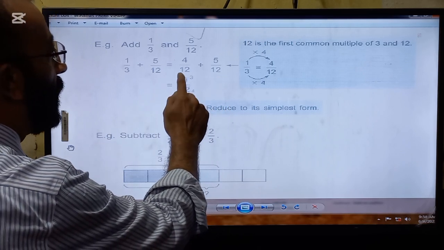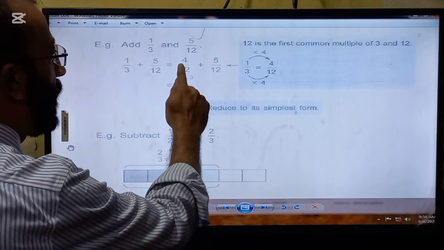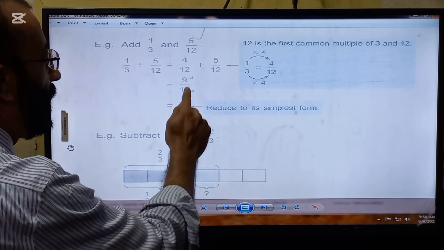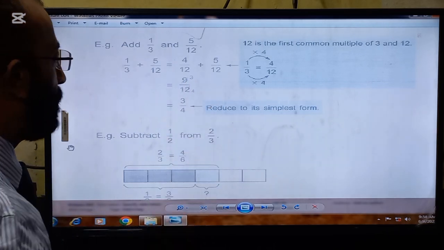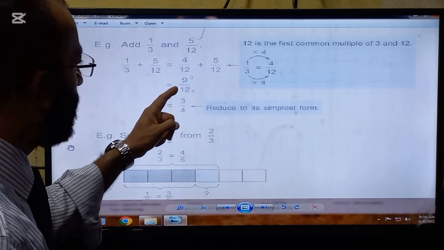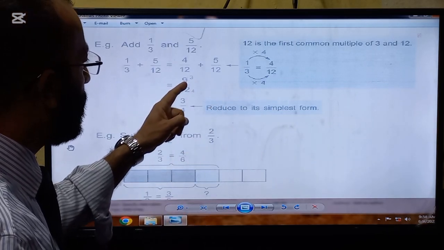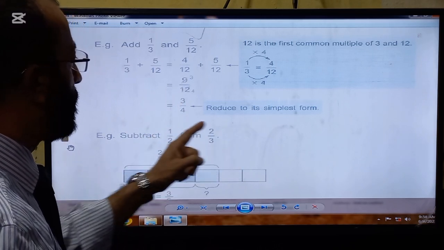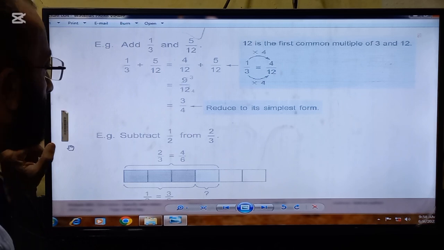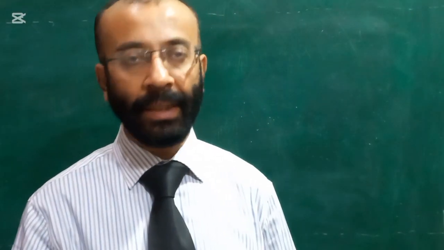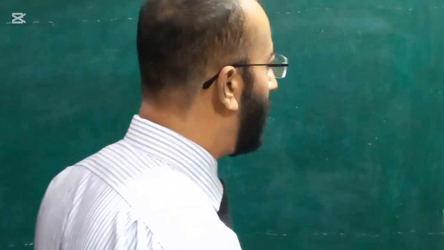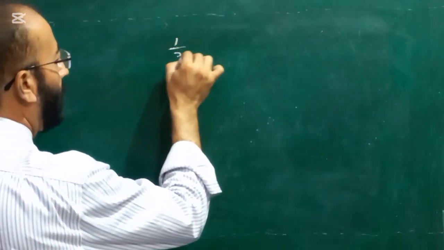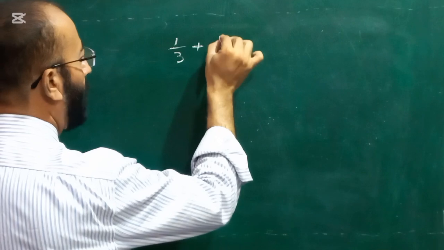Now the denominator will remain as it is and the numerators will be added. So 4 plus 5 will be 9, and then we will cancel if they are coming in the same table. So these numbers are coming in the same table, that is 3. So 3 threes are 9 and 3 fours are 12. So 3 by 4 is the simplest form of the answer. Another method for the same question: this is the question, 1 by 3 and 5 by 12.